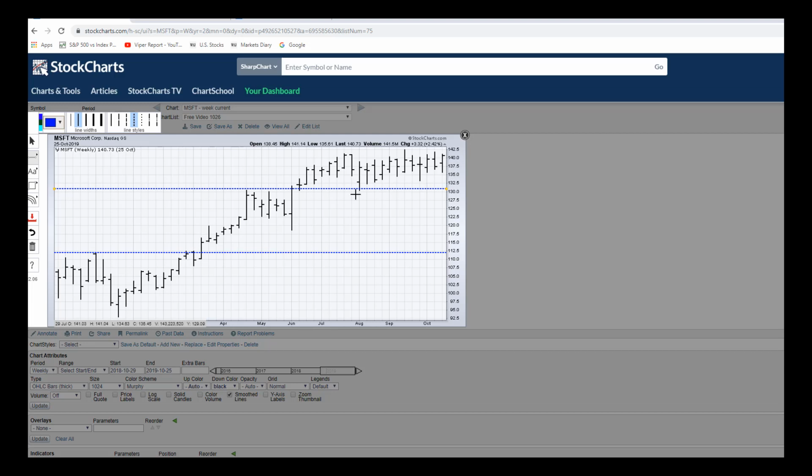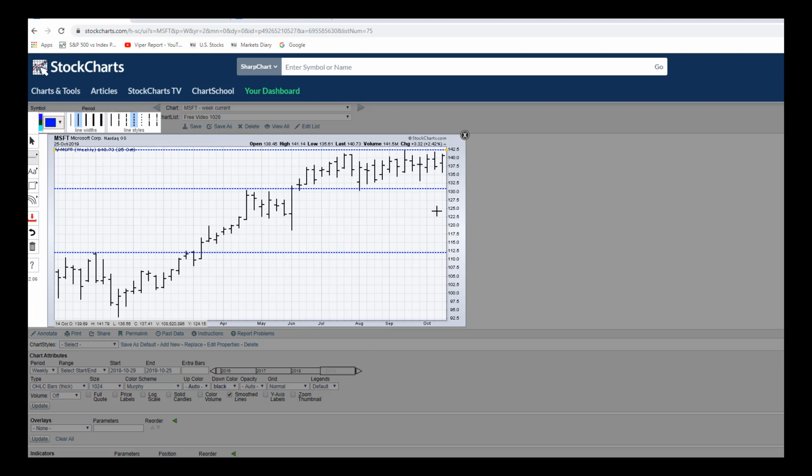You can see another key level of support here is at the 130 area or so. We had a low in late July down here, and we're now in the upper end of its range. So it's still within this trading range.